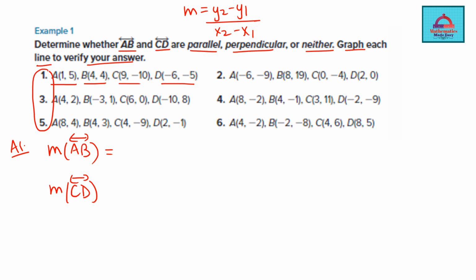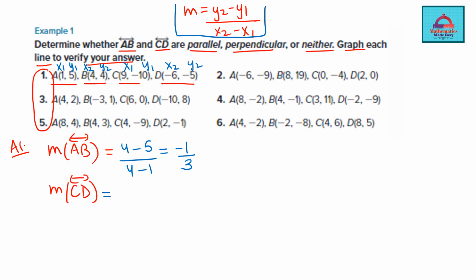So you can mark this is x1, y1, x2, y2. So let's do it. So 4 minus 5, I'm putting everything in this formula, same formula we are going to use for all the questions. And then 4 minus 1, so this is going to be how much? Minus 1 over 3. That's the slope for first one. Let's do for CD.